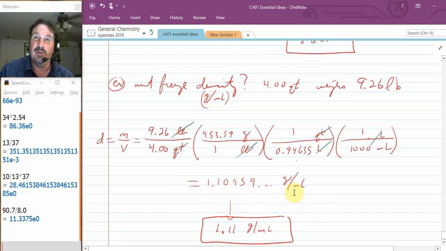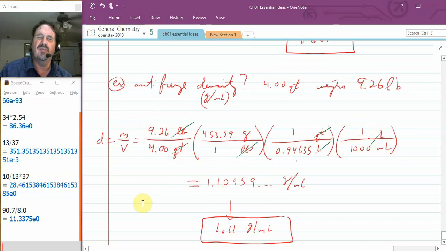The last thing to check, what about sig figs? I can't report more on the answer than I really have. All right, back here, I've got 3 here. I've got 3 here. That's an exact number. I've got 5, an exact number. I've got 5, an exact number. So it sounds like 3 sig figs. So I need to round off my answer to 3. That gives 1.11.